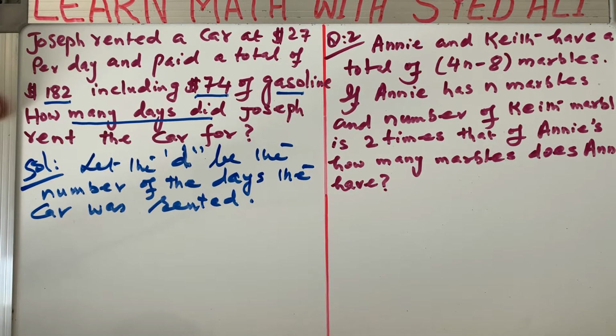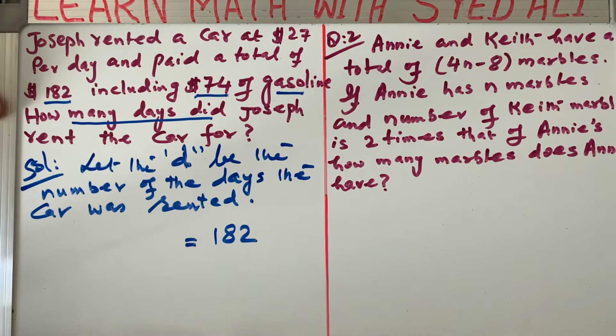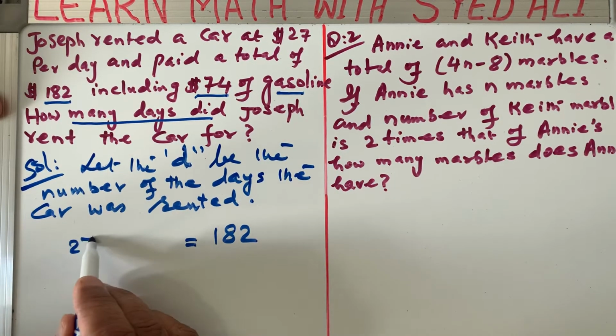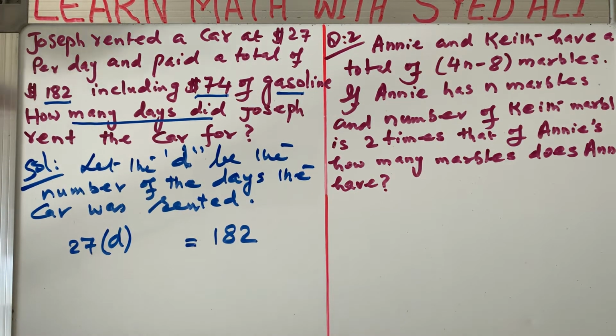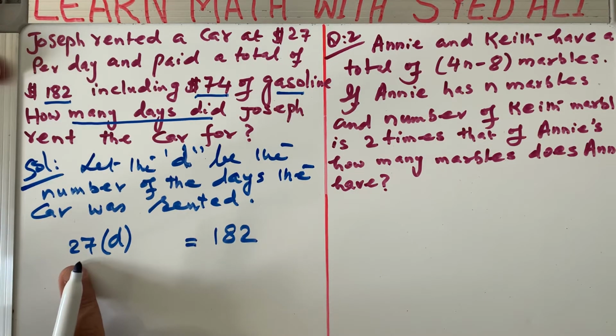So we say D is the number of the days. What is the relationship now? The relationship is that he spent a total of $182, right? $27 per day was the car rent. So 27 times D. We don't know D, but we can make a relationship that he rented a car at $27 per day.